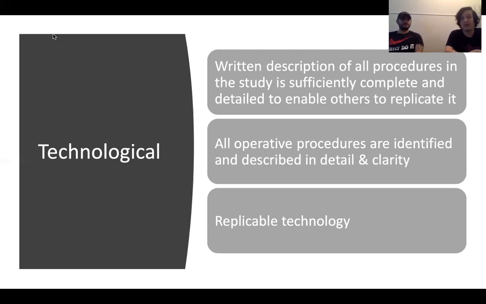So this is a very important dimension. Whenever you write any kinds of interventions, any kinds of research papers, make sure that it's technological, right? Write it well enough for anyone else to replicate, right? Everything has to be identified and described in detail and clarity.